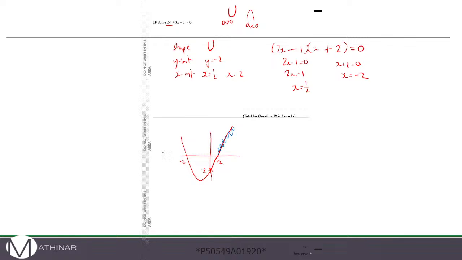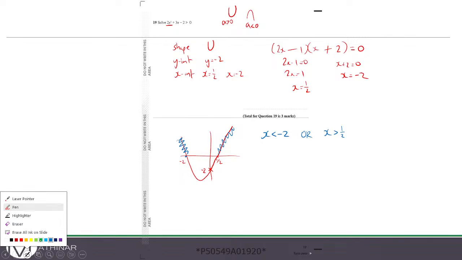So that's referring to this region here and this region here. So first of all, how do I define this region? Well, everything to the left of -2. So x is less than -2. And this region here is everything to the right of 1/2. X is bigger than 1/2, and it could be this one or this one. So that's your answer for 3 marks.